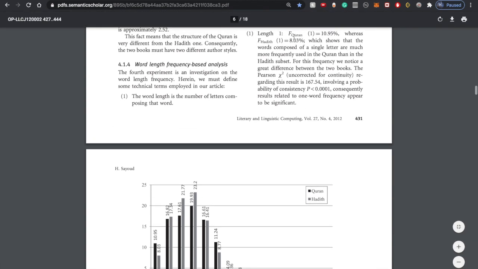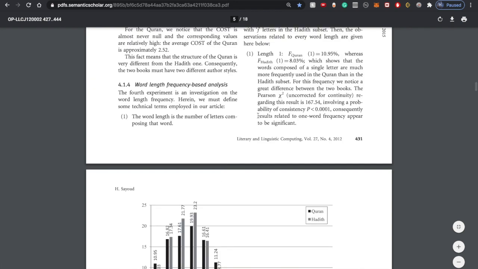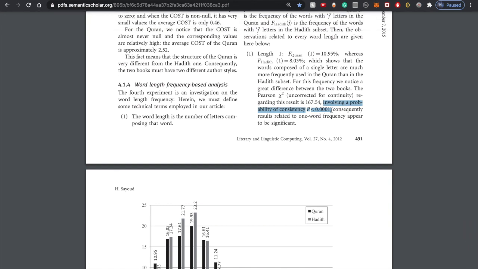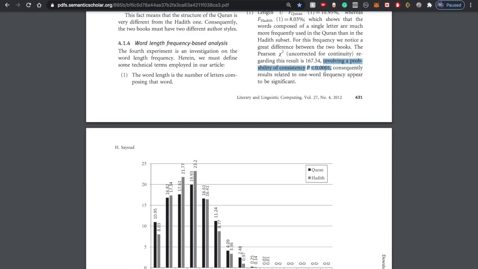So for length 1, which was this one, they did a statistical test, and they found that, involving a probability of consistency, p is less than 0.0001. So that's the p-value, which means there's a very, very, very low chance that this happened by chance, right? There's a very, very, very low chance, as you can see in this value right here, that these two have the same author, yet there's such a big difference.